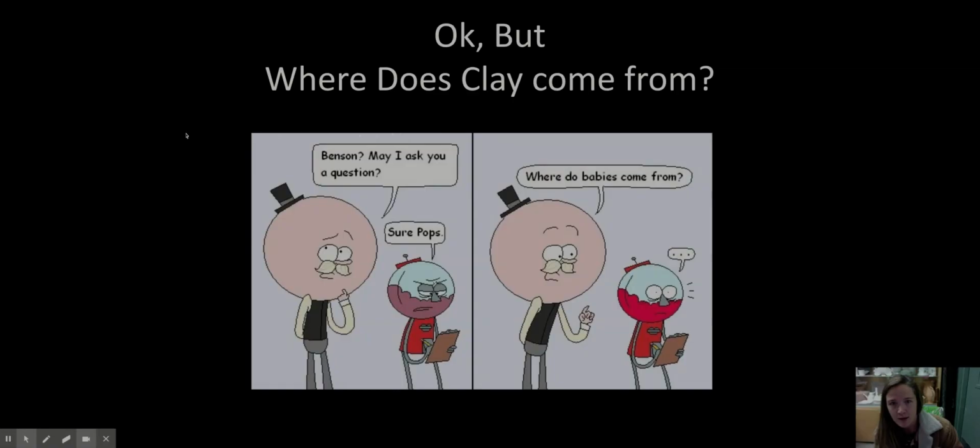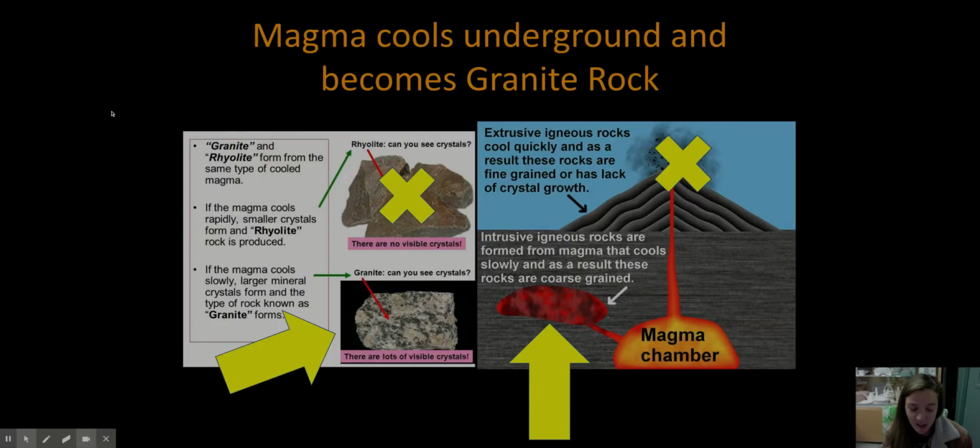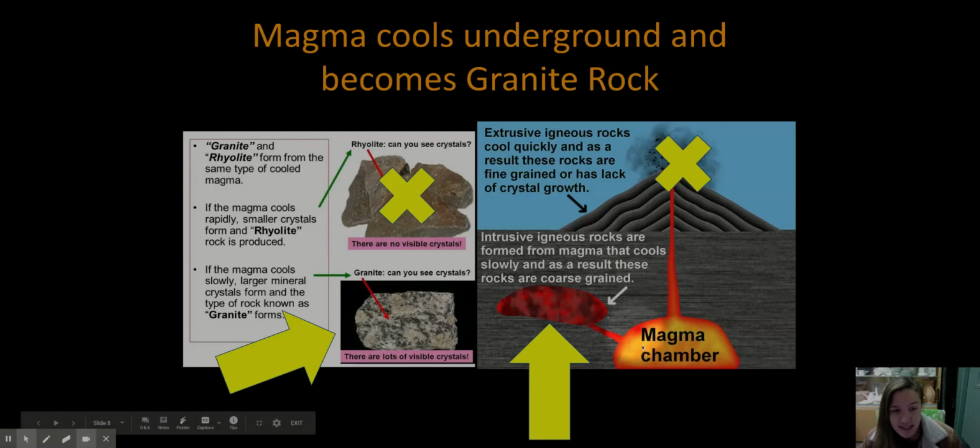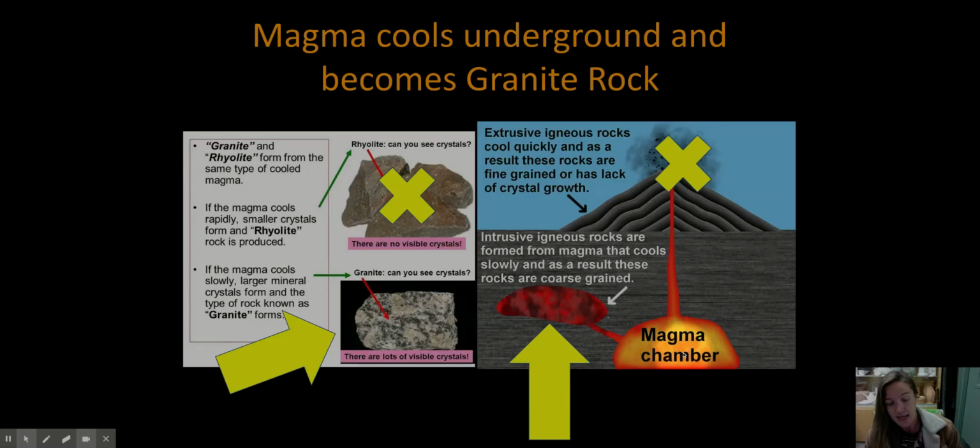Okay, great. But where does clay come from? This is a really exciting story. Where does the clay come from? When I learned about this, I was like, this is so cool. So, okay. Clay actually begins its life in the Earth's core as liquid hot magma, lava. So it starts out as lava.